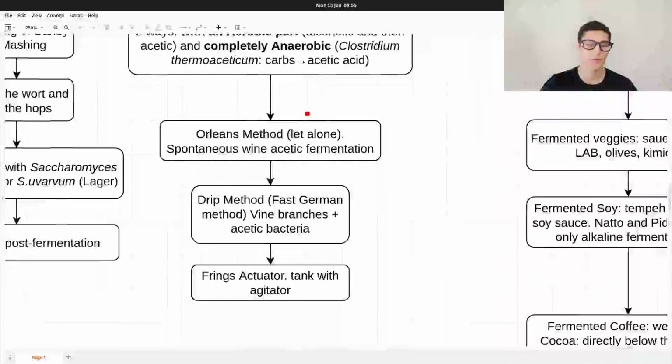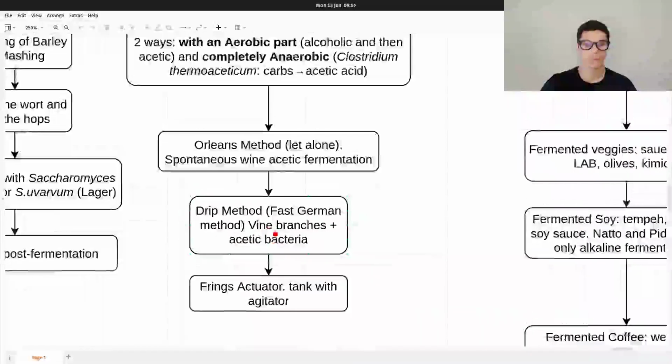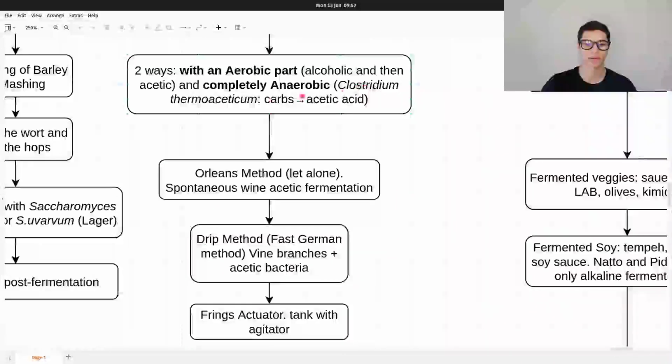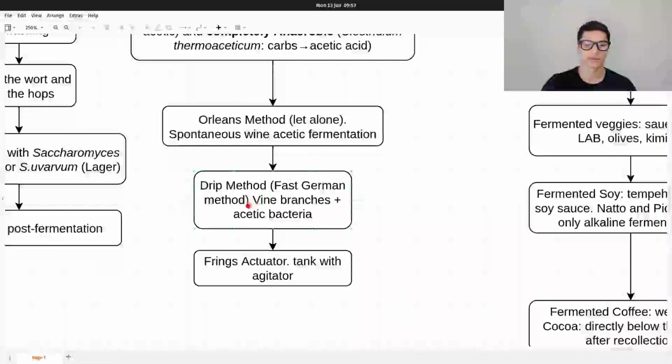And we have three methods for creating vinegar. The Orleans method, which is the let-alone, the spontaneous wine acetic fermentation, that's what I talked about. Then we have the drip method, which is the fast German method. We have vine branches with acetic bacteria on them, and then we put the wine on top of those branches, and it makes contact with the acetic bacteria, this one, the Clostridium thermoaceticum, and as it drops, it will drop as vinegar directly.